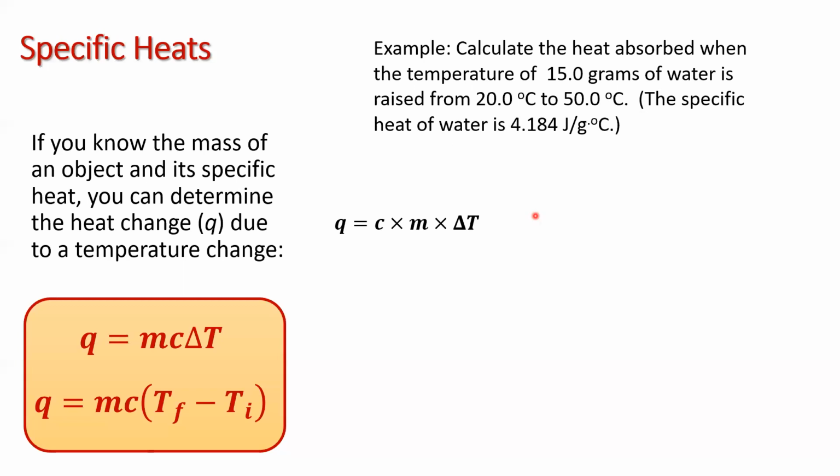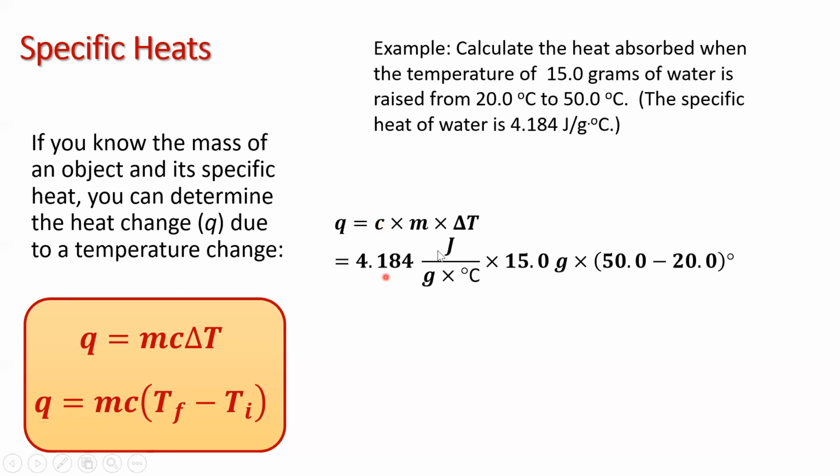Take a look at the units when you plug them in, okay? Because some of the units are going to cancel out, and you'll see the units that you're going to end up with. And be careful with significant digits when you go to get your answer. The 4.184 doesn't count towards significant digits because it's a constant. 4.184 joules per gram degree Celsius.